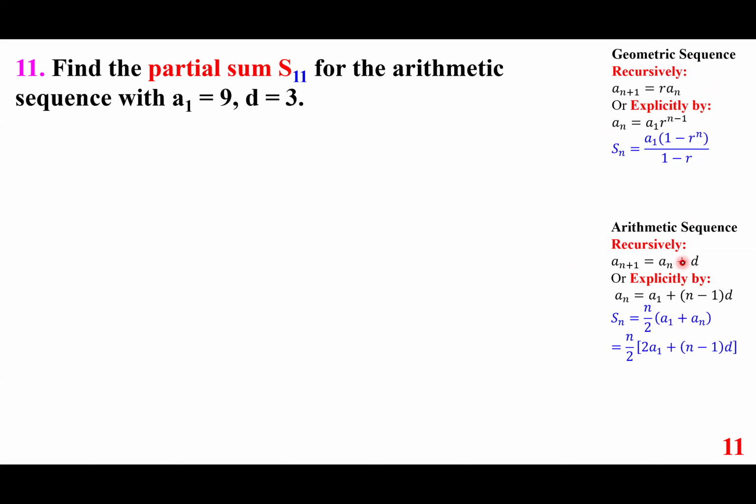We need arithmetic sequence. And so for the sum, there are two ways to calculate it. S sub n is n over 2 times A sub 1 plus A sub n, or n over 2 times 2A sub 1 plus n minus 1 times d. Again, this one, A sub n, if it's replaced by this one, will result in this formula for you. So we are going to use this formula.